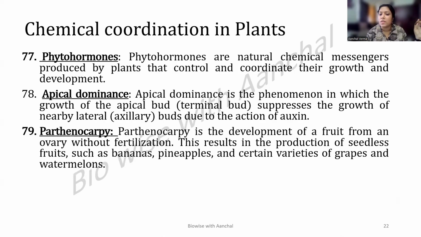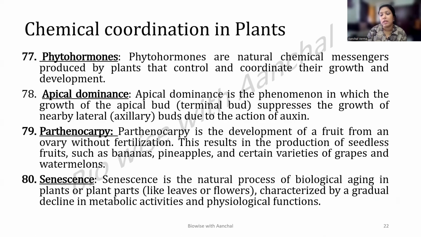Parthenocarpy, false fruit without seeds. So parthenocarpy is a development of fruit from an ovary without fertilization. This results in the production of seedless fruits such as bananas, pineapples, certain varieties of grapes, watermelon. Okay, ethylene and all, auxin is also used for this process. Senescence, death. Senescence is the natural process of biological aging in plants or plant parts like leaves or flowers, characterized by gradual decline in metabolic activities and physiological functions.